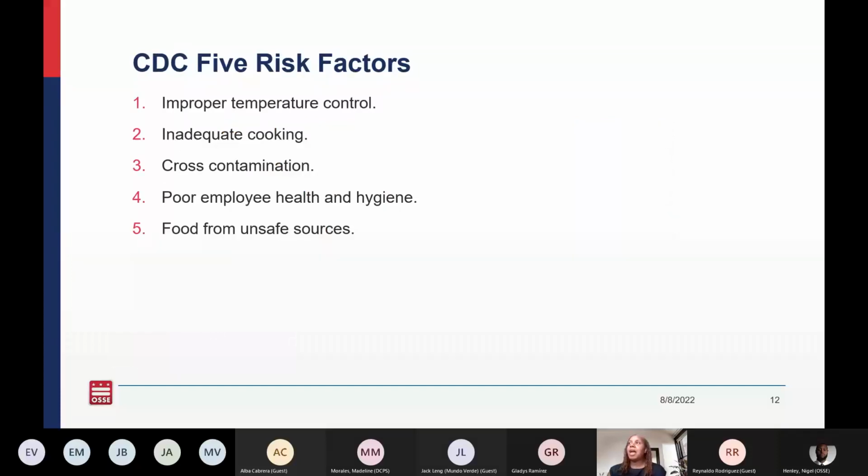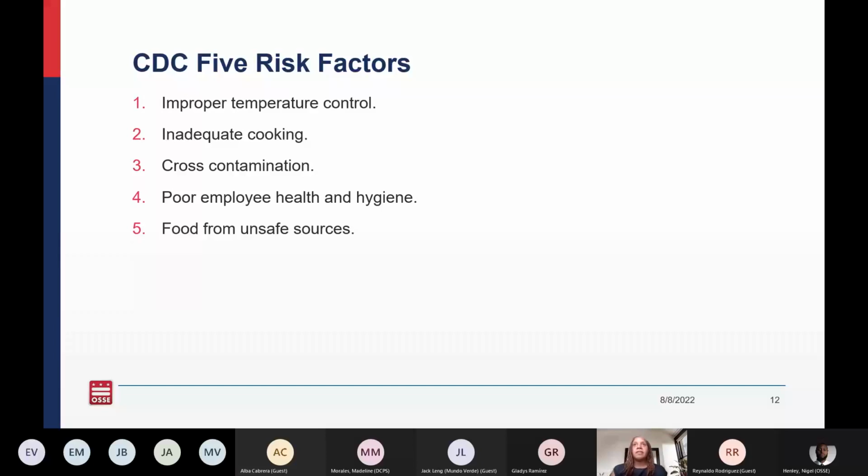So what are the top 5 risk factors that can cause food to become unsafe in schools? The first one is improper temperature control, and that can include things such as improper hot and cold holding, which means not holding food at the right temperatures. It can also include improper cooling techniques.